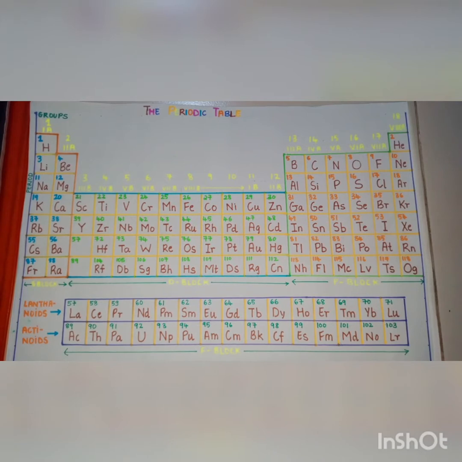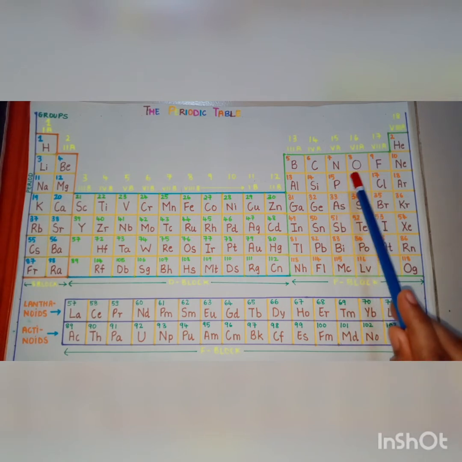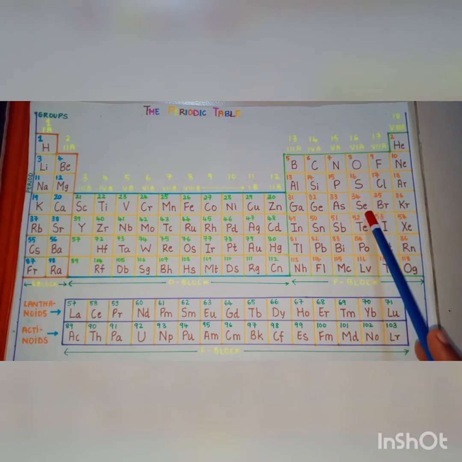Coming to the fourth group of p block, which is group 16, also called the oxygen family. Now the elements in the oxygen family are O, which stands for oxygen, S for sulfur, Se for selenium, Te for tellurium, and Po for polonium.